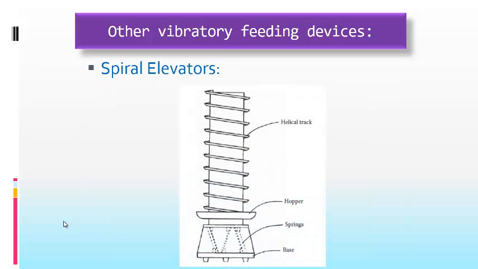This is what's called a spiral elevator, where the part will elevate from a hopper to the helical track. It has the same configuration as the vibratory bowl feeder, but the part will climb all this helix, and that will give a lot of orientation for the part.